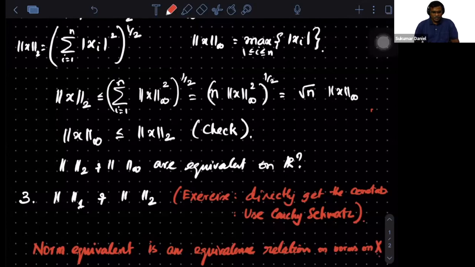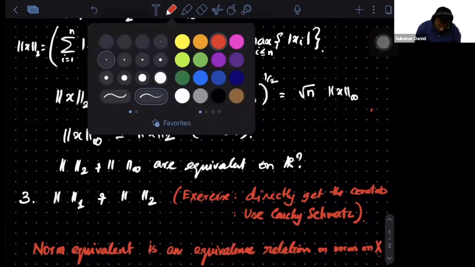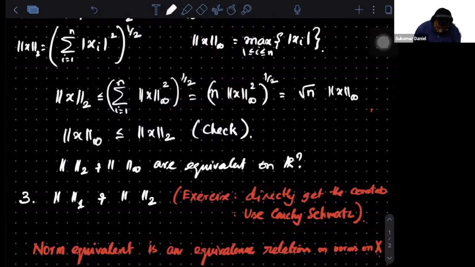Play with the inequality means A less than or equal to B, B less than or equal to C. That way you have to write it, and you will get it. I'll leave this again as an exercise. You can check it. It's very easy. Once you understood that this is an equivalence relation, the third is answered very immediately. So these two are also equivalent.